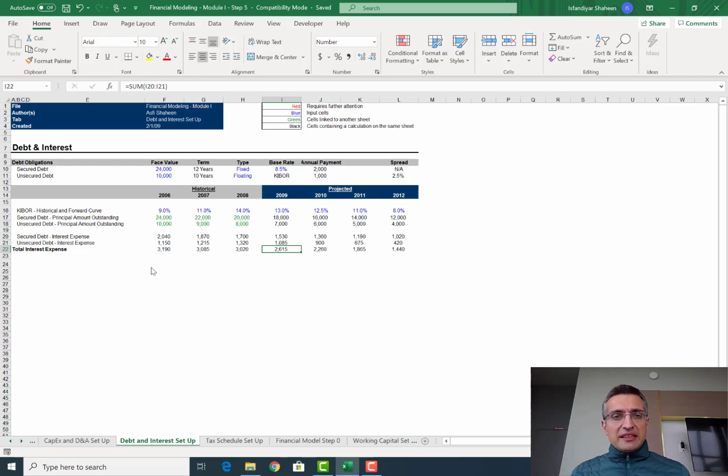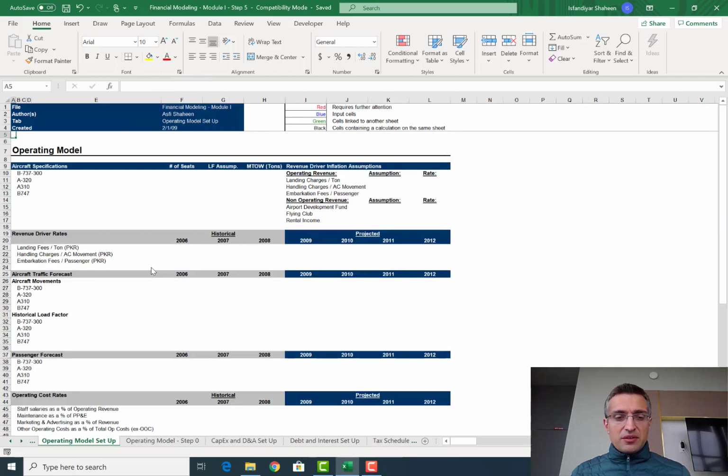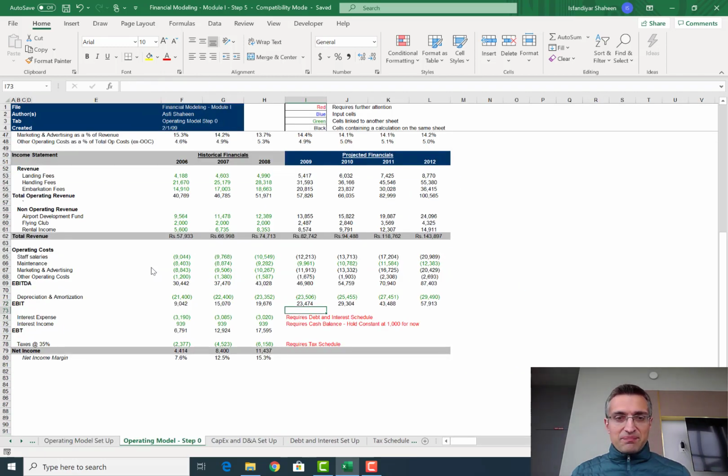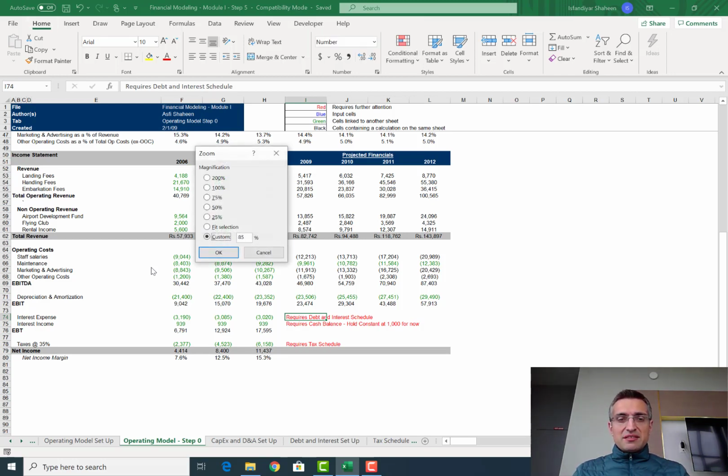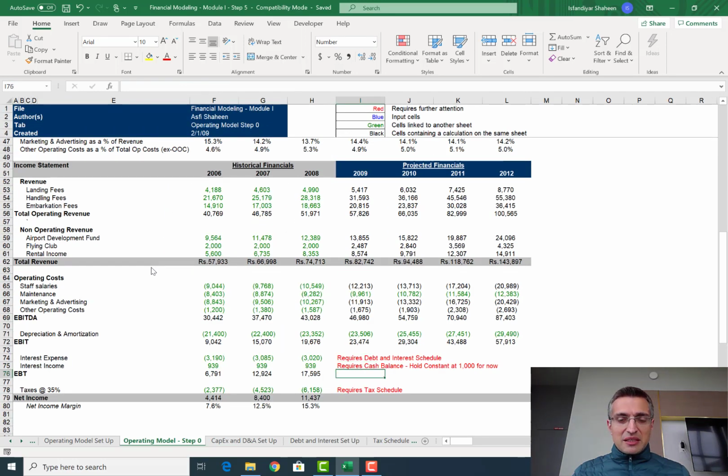So now that you've made the debt and interest schedule, you can go down to earnings before taxes in your operating model setup. And as you can see, for interest expense, I'm just going to magnify this a bit, and the shortcut for that is Alt-VZ. And if you hit tab and let's say hit 100%, the screen becomes slightly bigger.